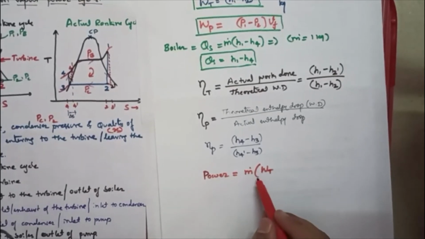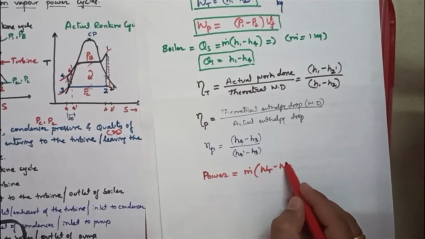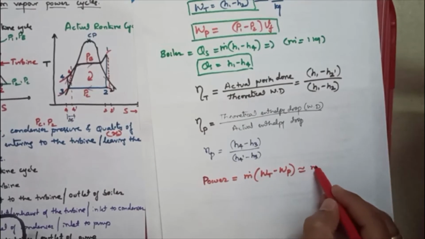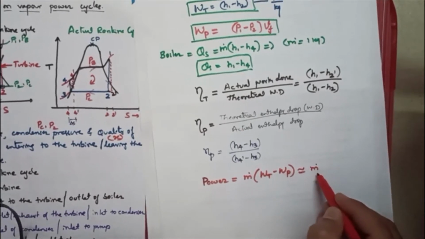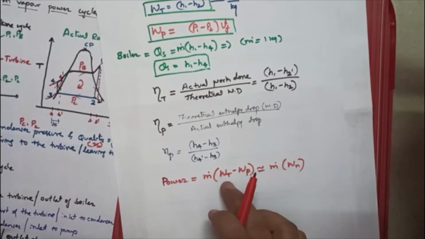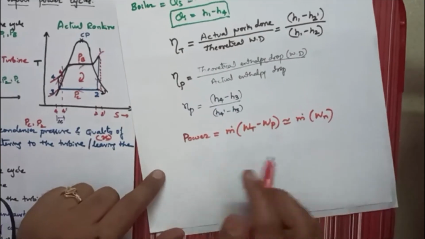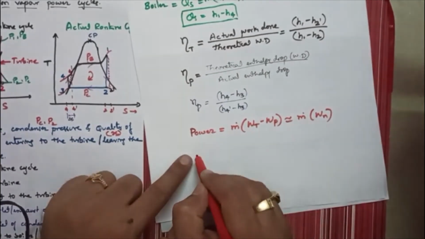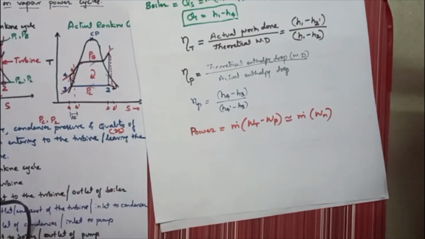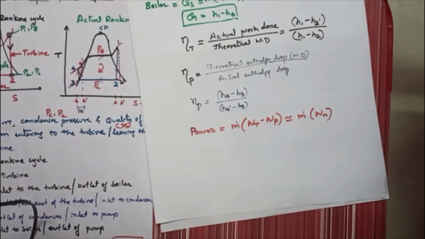Power is equal to m dot multiplied by (WT minus WP), or it is also equal to m dot, that is the mass flow rate of steam, multiplied by net work done. Net work done is nothing but WT minus WP. Similarly, one more parameter will be asked: to calculate the work ratio.